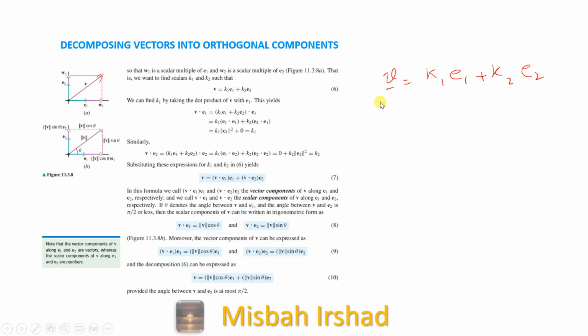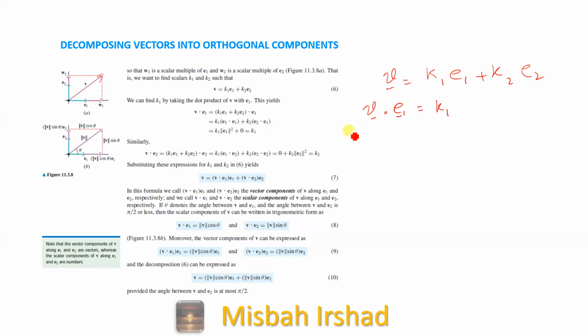So this is the decomposition of a vector in terms of orthogonal vectors. Our target is to find the values of k1 and k2. For this, take the dot product of v with E1, and this will give us k1 times E1 dot E1, which is 1 because this is a unit vector, and k2 times E2 dot E1, which will be 0 since E1 and E2 are perpendicular. So k1 is v dot E1.